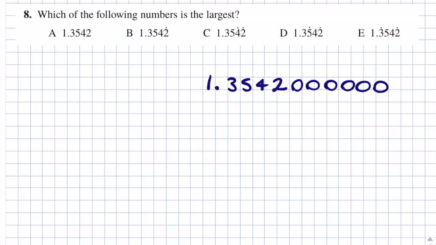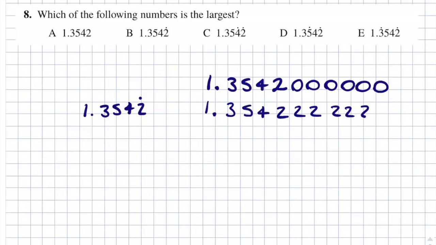So B, we've got 1.3542 where the 2 is a recurring decimal. So what that means is if we were going to write that as a full expanded decimal, this 2 is just going to keep on recurring forever. But what you should be able to see is if I subtract answer A away from answer B, I'm going to get an answer which is greater than 0, which means that answer B is larger than answer A. Let's have a look at C.